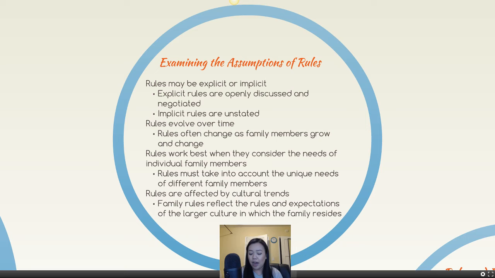We also see that rules work best when they consider the needs of individual family members. Rules have to take into account that each family member is different and unique, and is capable of different things and wants different things, right? And so because of that, it's important to provide those individual members an option to discuss those rules. And rules, as I just mentioned, are affected by cultural trends that are outside of the family, that live within society, and family rules ultimately are a reflection of the rules and expectations of the larger society and culture that a family lives in.